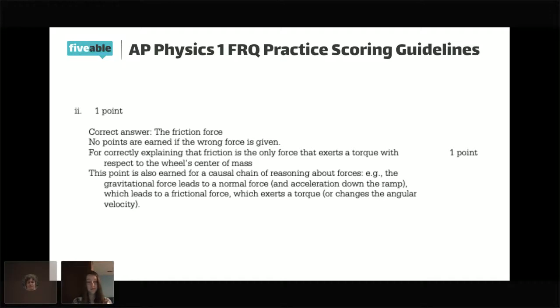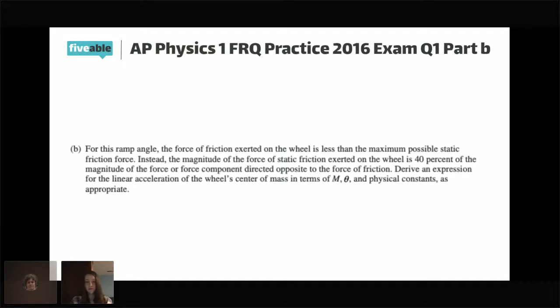Okay, so the next part. For this ramp angle, the force of friction exerted on the wheel is less than the maximum possible static friction force. Instead, the magnitude of the force of static friction exerted on the wheel is 40% of the magnitude of the force or force component directed opposite to the force of friction. Derive an expression for the linear acceleration of the wheel center of mass in terms of m, theta, and physical constants. So this is a really wordy one, and I don't really like it that much.